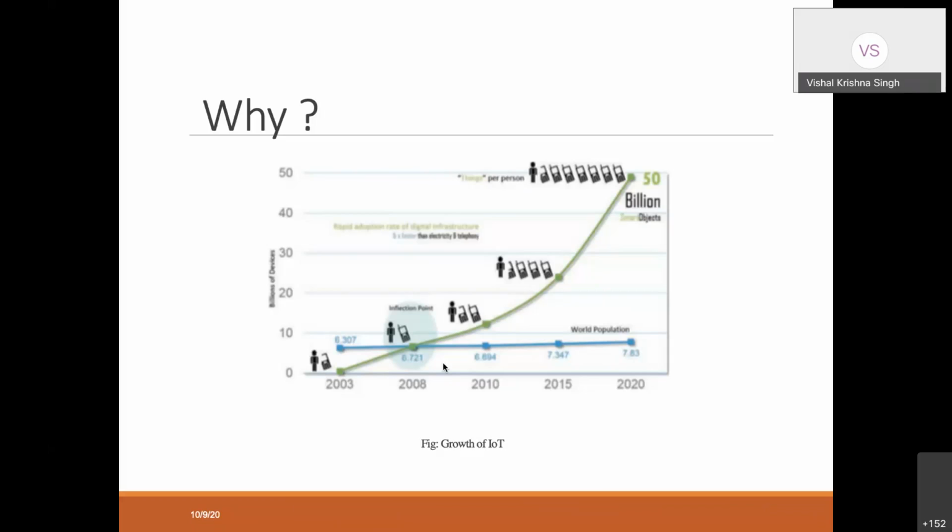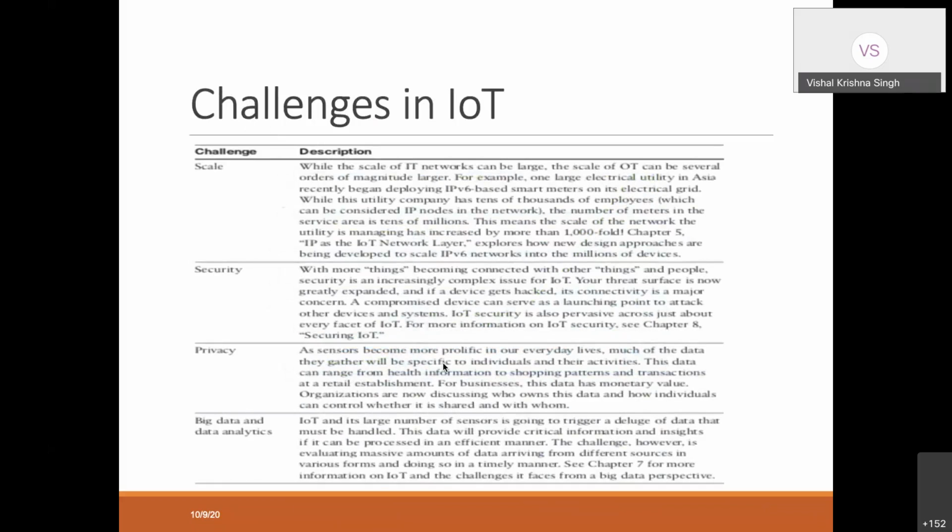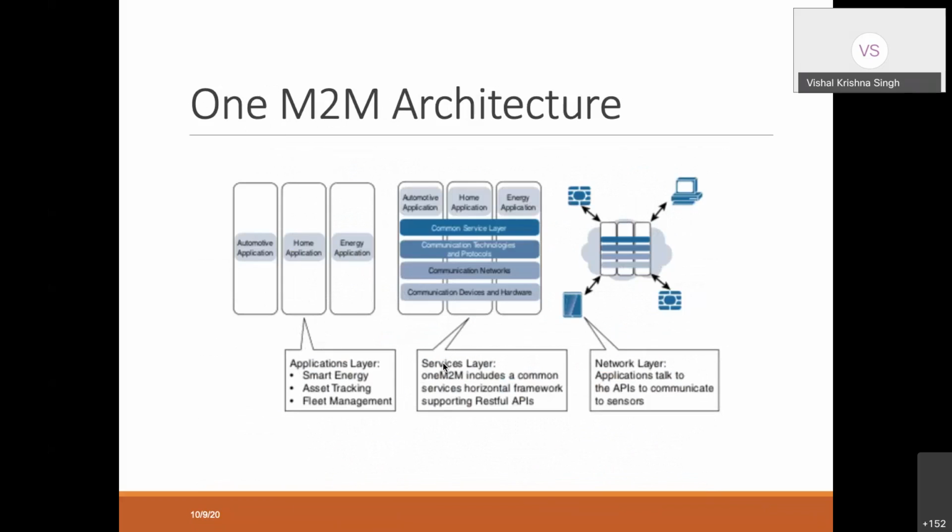But then again, these technologies have paved the path for the growth of IoT, and we have some challenges in IoT. These challenges need to be addressed, because all said and done, there are some basic challenges, such as scalability, security, privacy, and some of the challenges associated with data analytics. These challenges need to be addressed by all IoT applications and architectures.